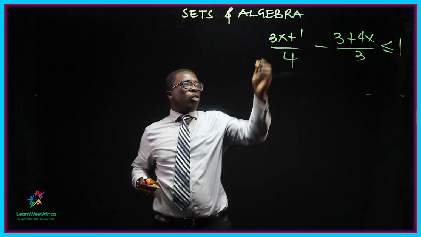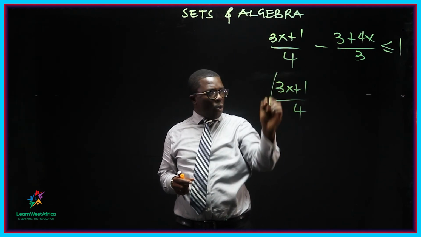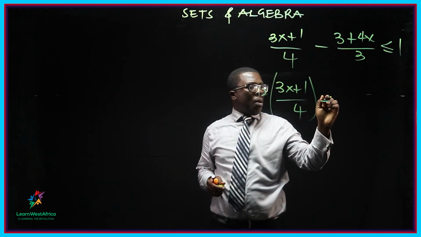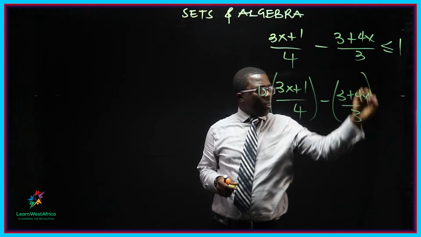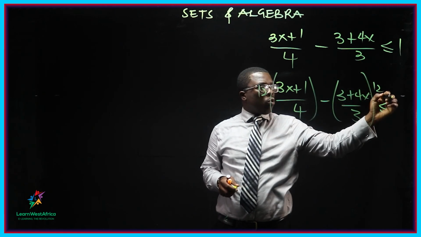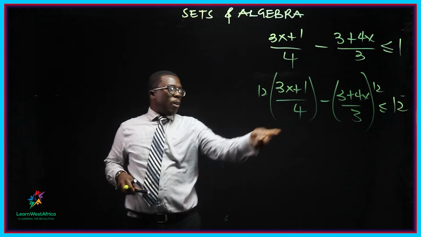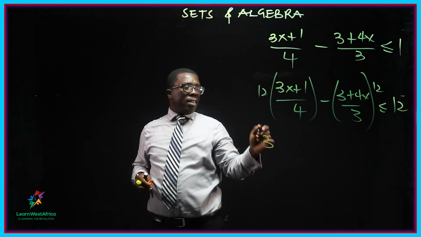So 3x plus 1 all over 4, we multiply by 12. Then 3 plus 4x all over 3, also multiply by 12, less than or equal to 1 times 12, which is 12 straight away.